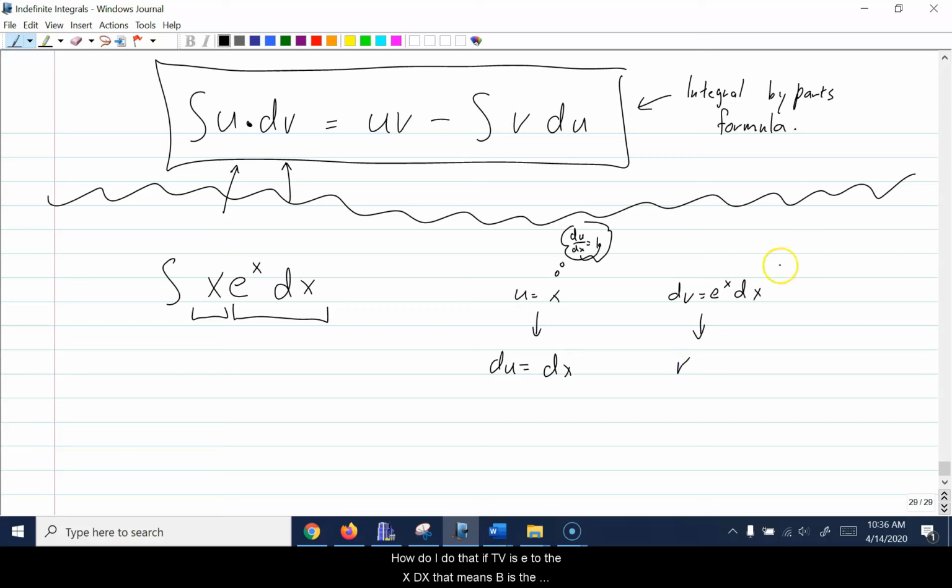If dv is e to the x dx, that means v is the integral of e to the x dx. This is the first place your integral by parts can fail: I need to be able to do this integral. And preferably, I want to be able to do it in one line. This is like one tiny part of a much bigger problem. I'd really rather be able to do this integral right now in my head.